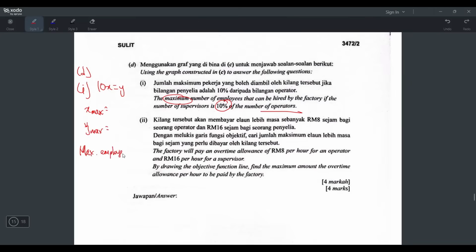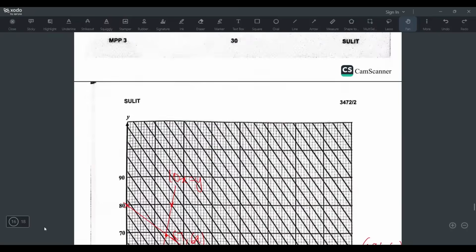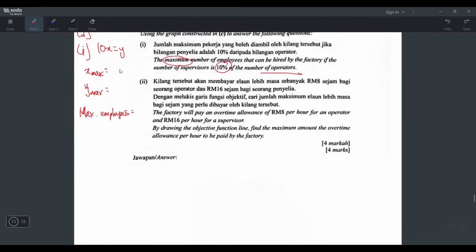Okay. All right. So what's the x maximum? As you can see from the graph, it's 7, 69. 7 is the x, and then 69 is the y. So the maximum employees is 7 plus 69, 76. Yeah. So that's the answer. All right. So that's how I would do it. So let's continue with question 2.